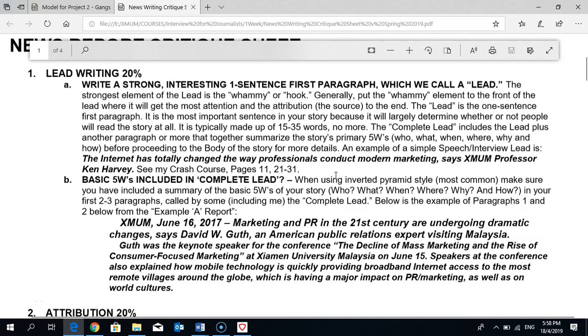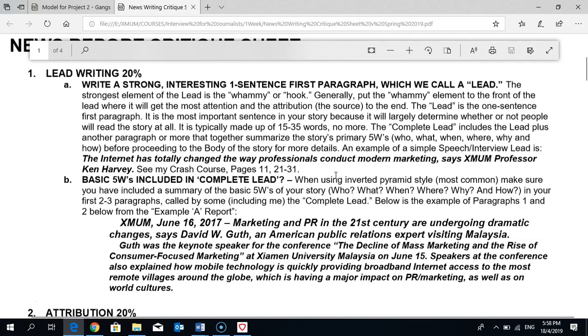So basic 5 W's is the second part of the question. And again, that then relates to the complete lead. Has it been summarized within the first couple, three paragraphs? Whatever you need, usually just 2 paragraphs. Considering paragraph 1 and paragraph 2, so the example here is a complete lead. So marketing and PR in the 21st century are undergoing dramatic changes, says David W. Guth, an American public relations expert visiting Malaysia.